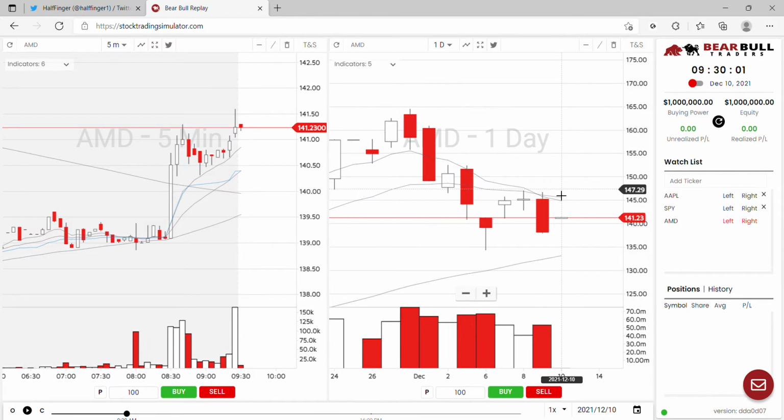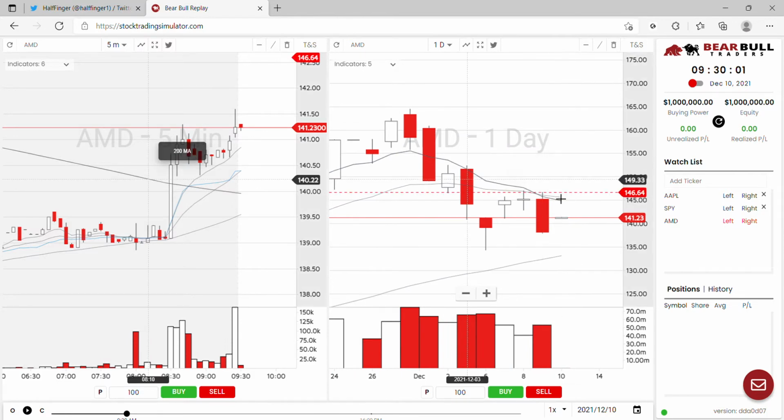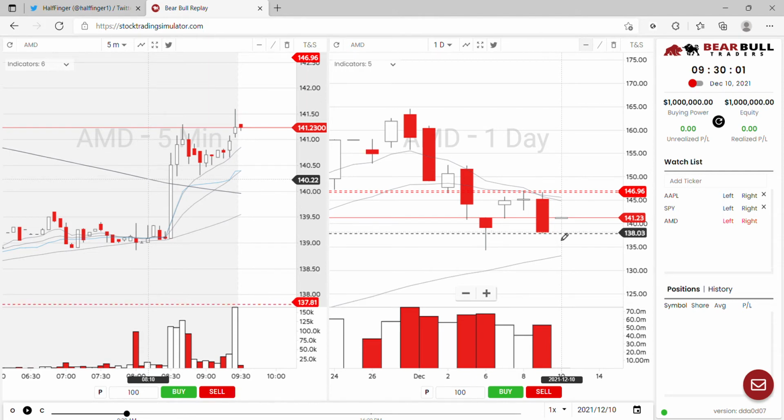Yeah, so I like to mark the previous day high, 2 days ago high, yesterday low, and the previous day close, 2 days ago low. And then we have some interesting levels here.